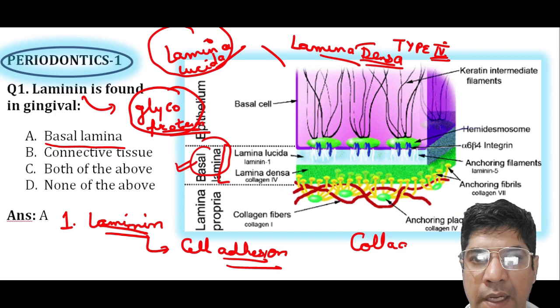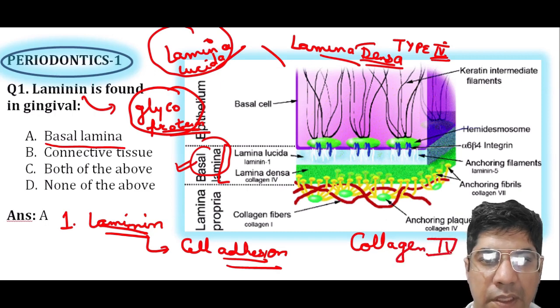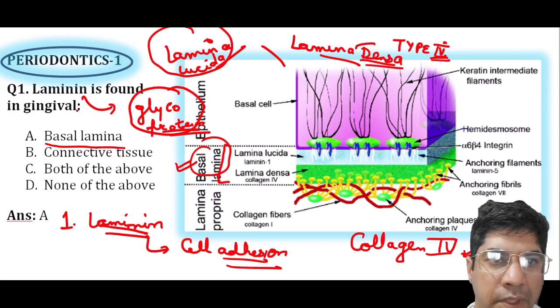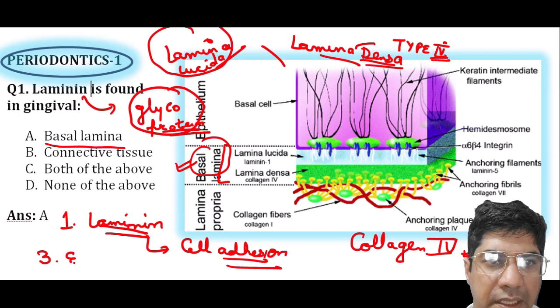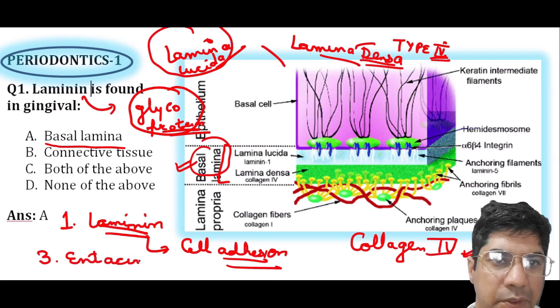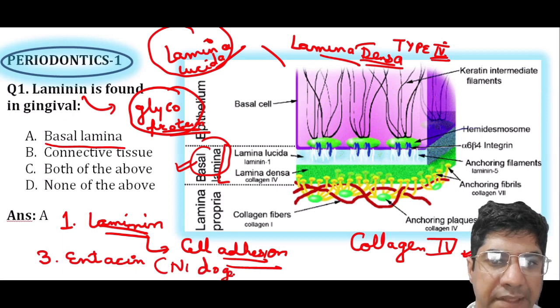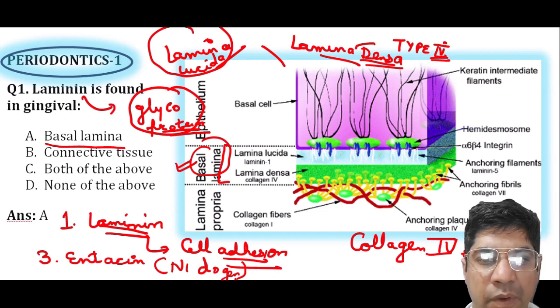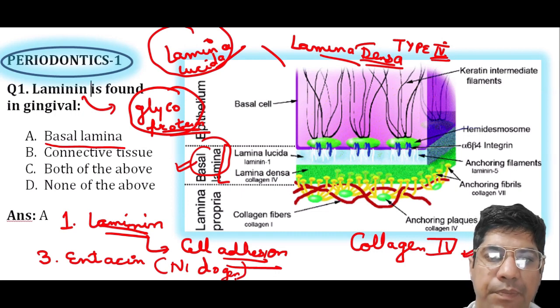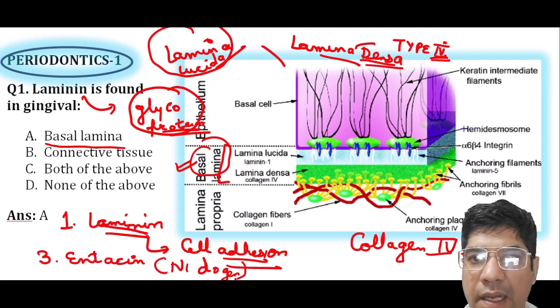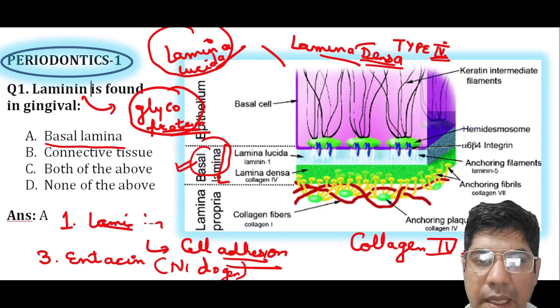that is type 4 collagen fibers. It forms a network that provides structural support to the basal lamina. Apart from that, you can see nidogen, that is entactin. It is a glycoprotein that helps to link the laminin and collagen type 4 fibers in the basal lamina. And last is perlecan.